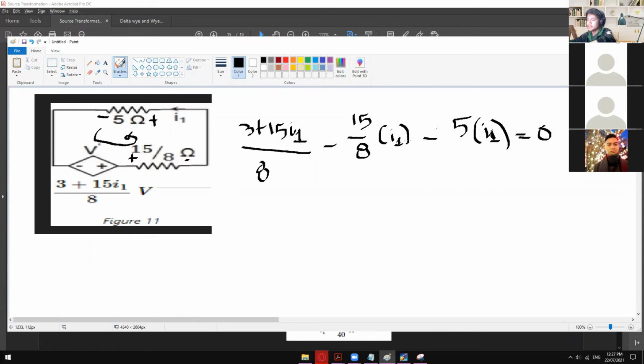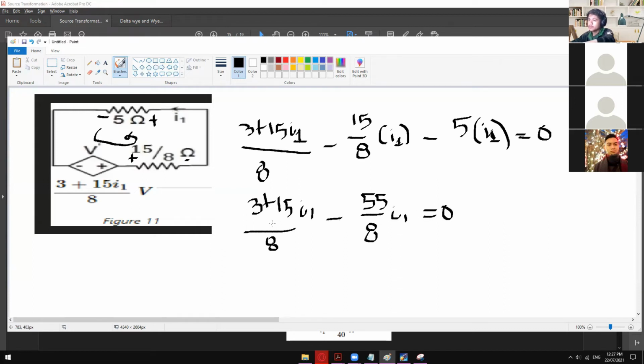And then as you guys can see, we can actually combine these two since they have the same unit. So 3 plus 15 I sub 1 divided by 8 minus 15 divided by 8 plus 5 is equal to 55 divided by 8 I sub 1.